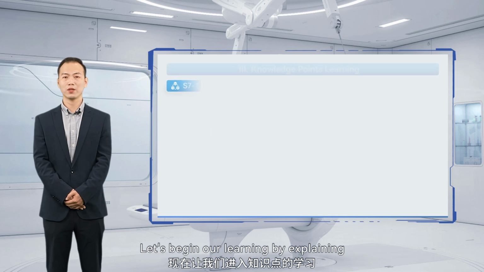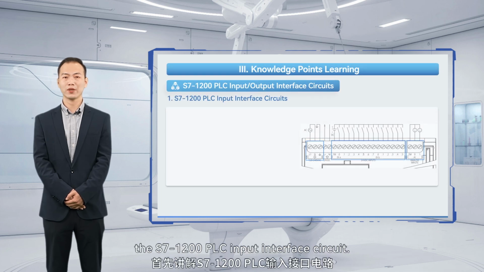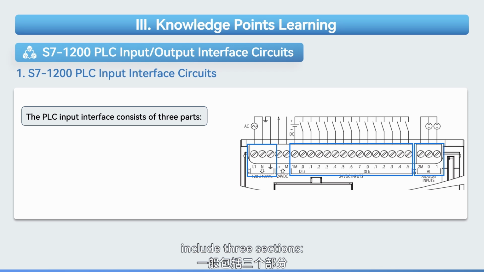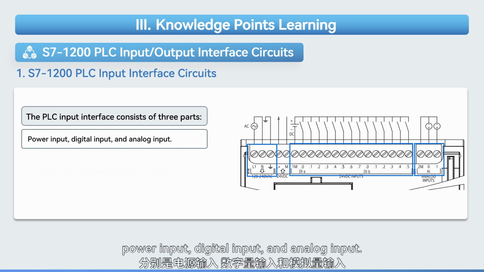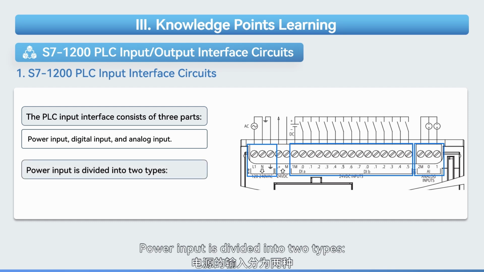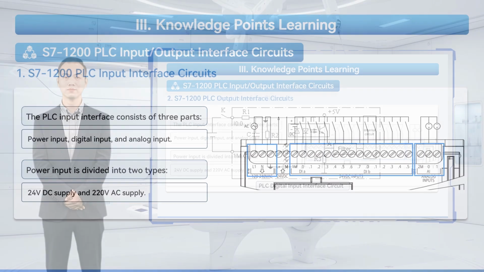Let's begin our learning by explaining the S7-1200 PLC input interface circuit. Generally, PLC input interfaces include 3 sections: power input, digital input, and analog input. Power input is divided into 2 types: 24 volts DC supply and 220 volts AC supply.